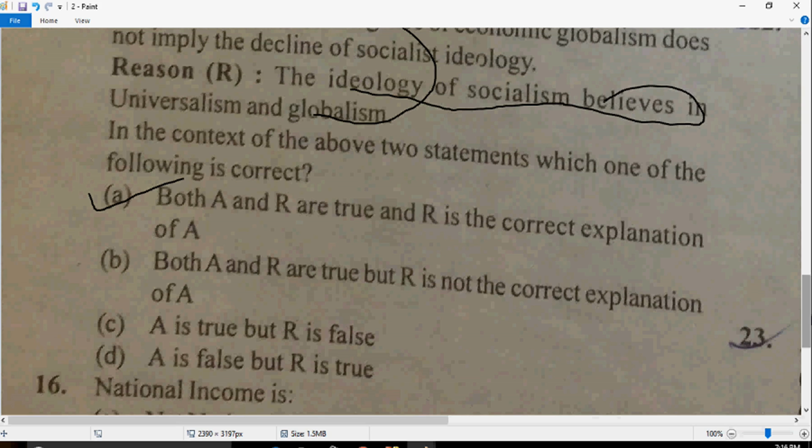Once again, I repeat: globalism is a policy of placing the interest of the world above those of individual nations, and it also means there would be free movement of goods and services across national boundaries. Socialism is an economic system based on state ownership of the means of production, including capital. Universalism means the application of certain basic principles at the universal level, and that will be the correct answer. Now, question number 16.